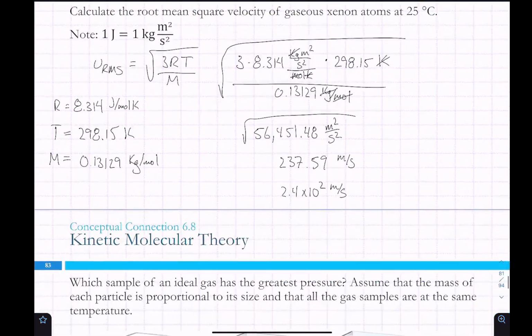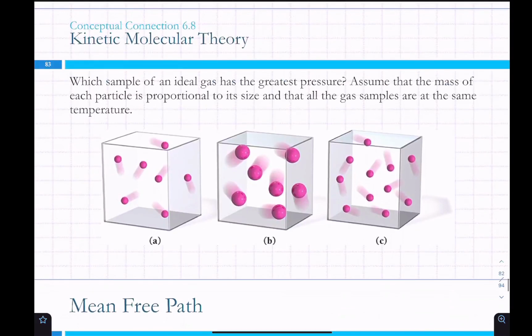Do it right now. Let us know what it is. All right, so which sample of an ideal gas has the greatest pressure? Assume the mass of each particle is proportional to its size, so bigger equals heavier. And all the gas samples are at the same temperature.